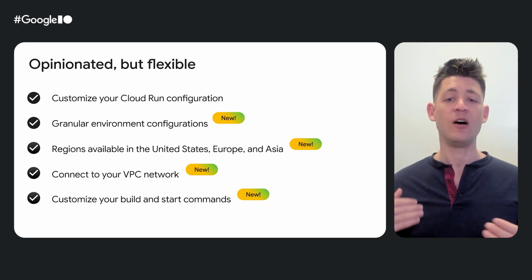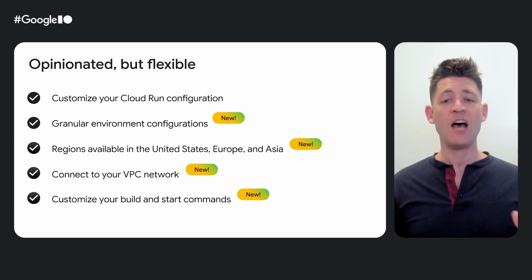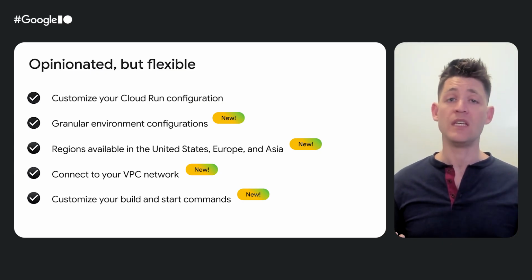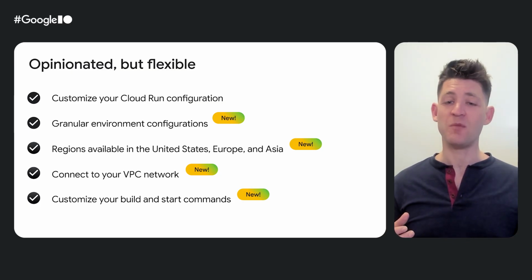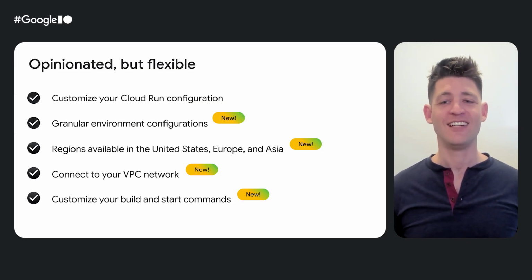Finally, you can now customize your app's build and start commands. App hosting infers how to build and run your app based on the detected framework. But if you need a custom build or start command, you can now override our smart defaults.